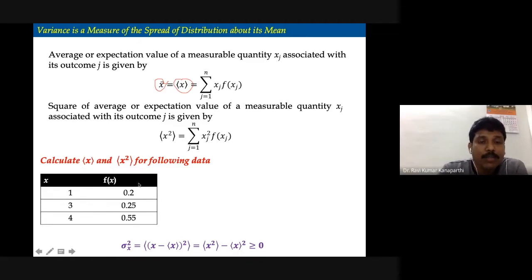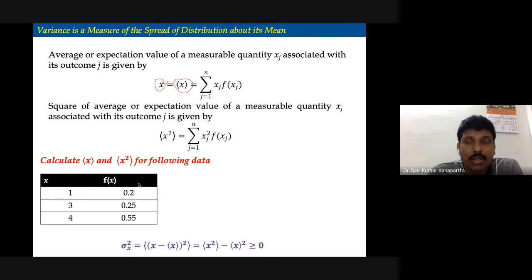Suppose you have data like this: x is given by 1, 3, 4 and f of x is given by 0.2, 0.25 and 0.55. So there are three measurements that we have done. For example, let's say you have a coin, or maybe a dice or a toss, right? So the probability of each time that you might have evaluated.